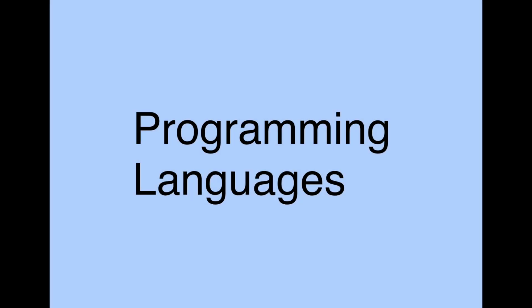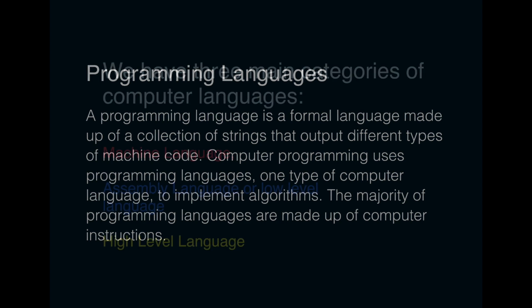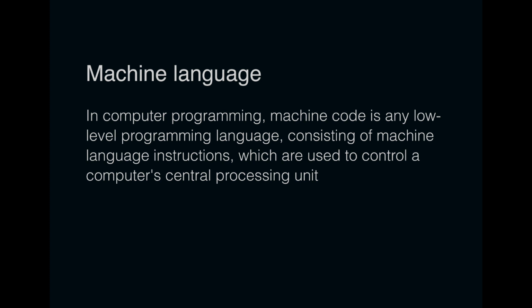A programming language is a formal language made up of a collection of strings that output different types of machine code. We have 3 main categories of computer languages: we have machine language, assembly or low-level language, and the high-level languages. In computer programming, machine code is any low-level programming language consisting of machine language instructions which are used to control a computer's central processing unit.